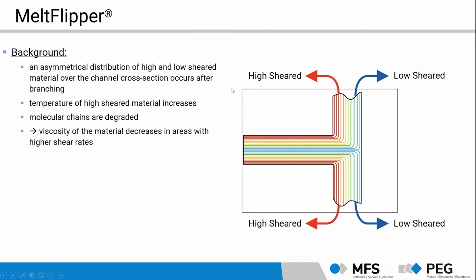So you can see here we have highly sheared material in the inner areas, let's call it that way, and we have lower sheared material in the outer areas. So that means we have a non-uniform viscosity distribution over the cross-section here.